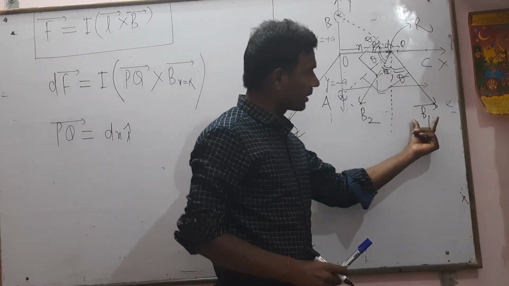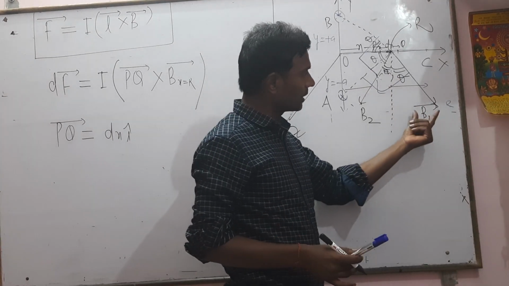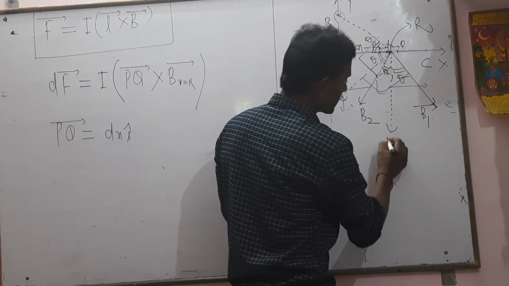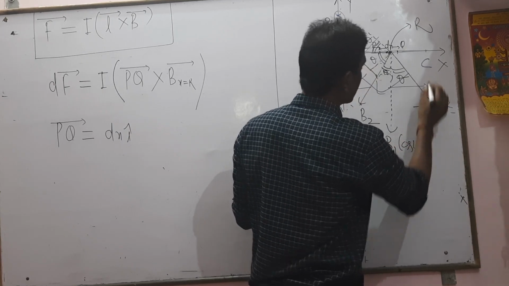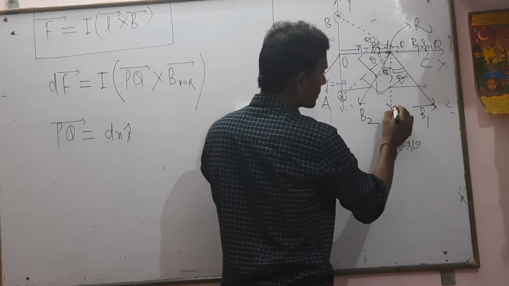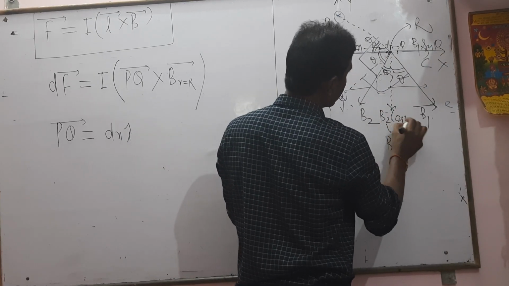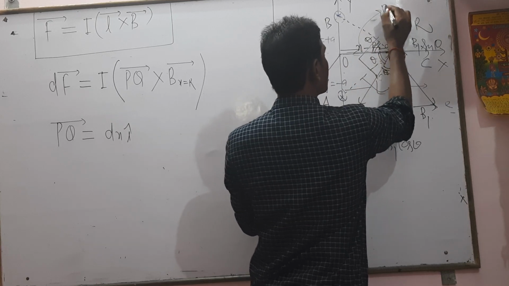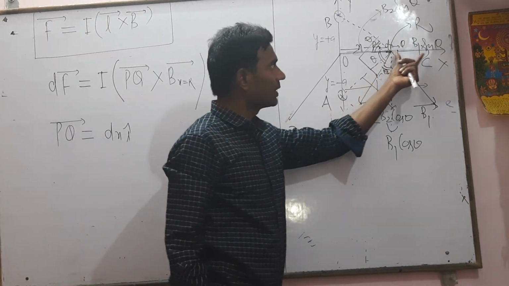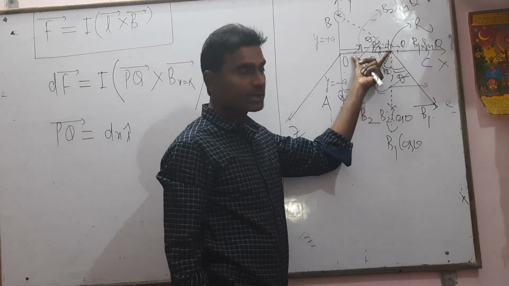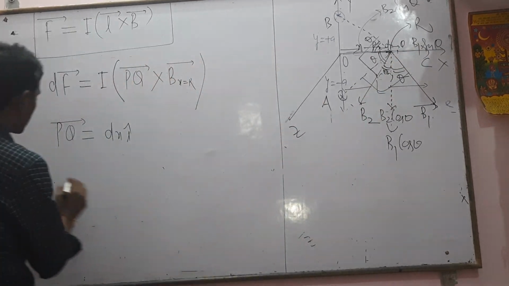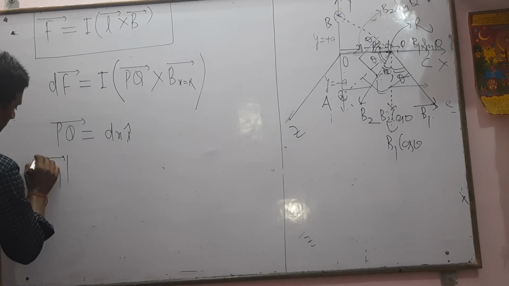Now we are doing components, because this value equals B1, this angle is theta. In parallel we can say B1 into cos theta, so this value equals B1 into sin theta. This value is B2, so this value equals B2 into cos theta, and also this value equals B2 into sin theta. So B1 sin theta and B2 sin theta will be in opposite directions.